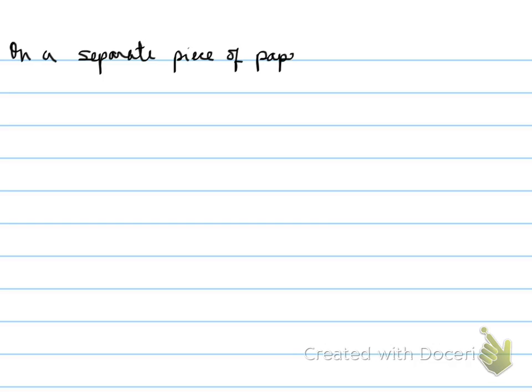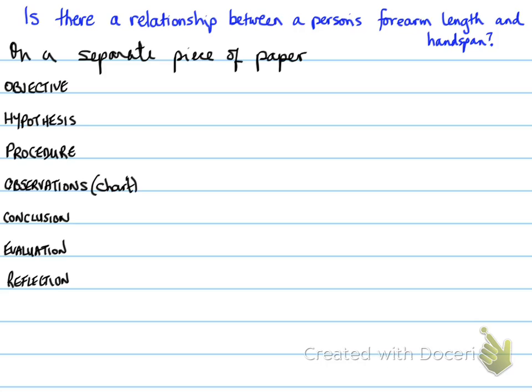Next, now what we're going to be doing is, in this particular course, a lot of information in stats in terms of everything. So if you were to say, is there a relationship between a person's forearm length and hand span? So we need to see that relationship. So in a separate piece of paper, you might go through all of these concepts, develop an objective, hypothesis, procedure, observations, conclusion, evaluation, reflection. So the objective of the game is to calculate the person's forearm length and hand span.